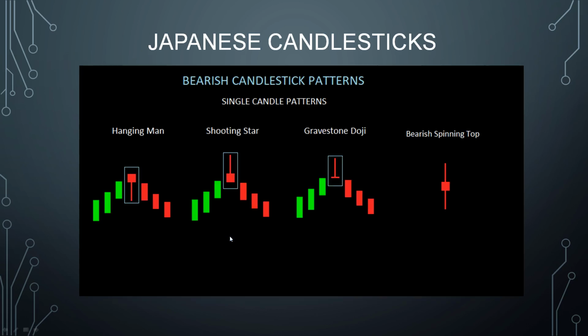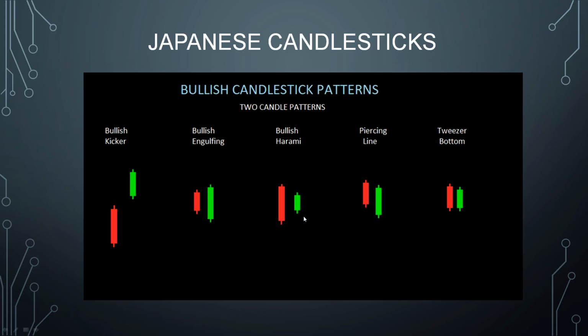Okay, so then you have bearish single candle patterns, where you have the hanging man, the shooting star, the gravestone doji, and the bearish spinning top. Probably the shooting star and the doji are two of the most common that you'll see. We'll move on just quickly now. I want to try and keep this video fairly short, and you can obviously revise this or review it as many times as you want.